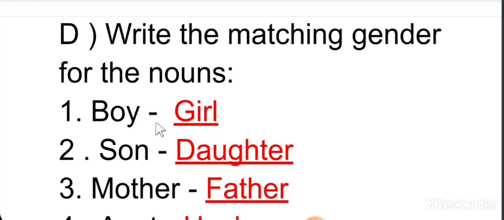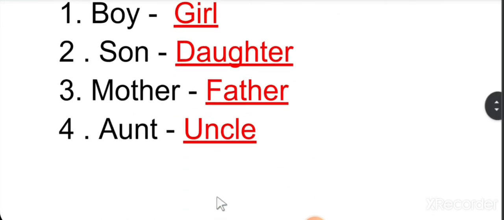First, write the matching gender for the nouns. Boy, boy's female gender is girl. Son, son's female gender is daughter. Son means beta, daughter means beti. Mother, mother is the female gender, so we will write the male gender of mother. The male gender of mother is father.